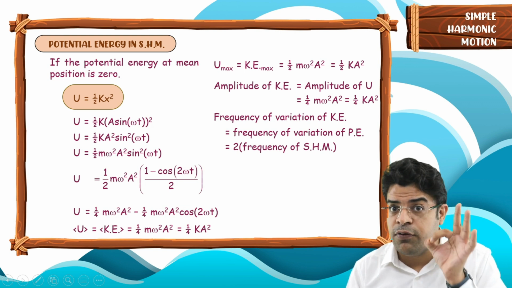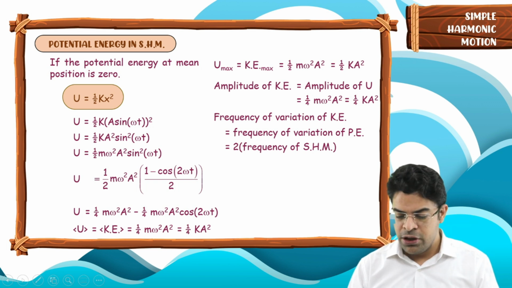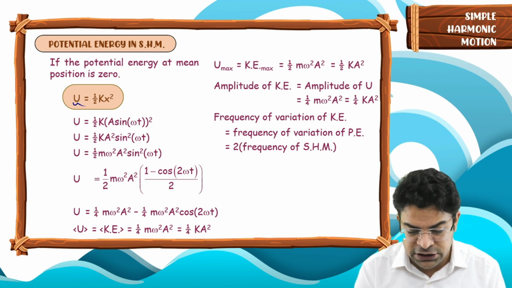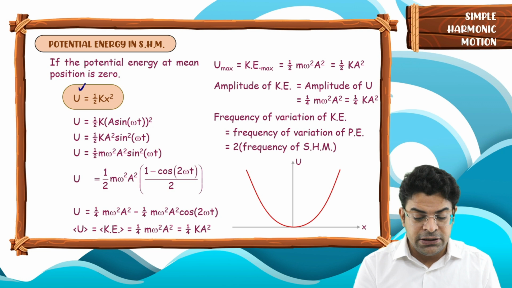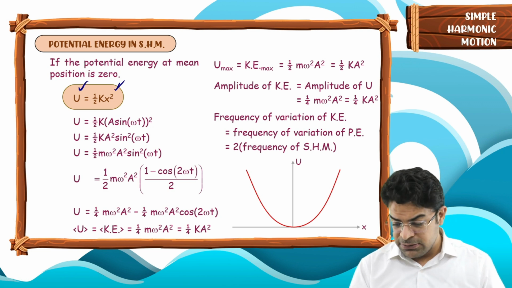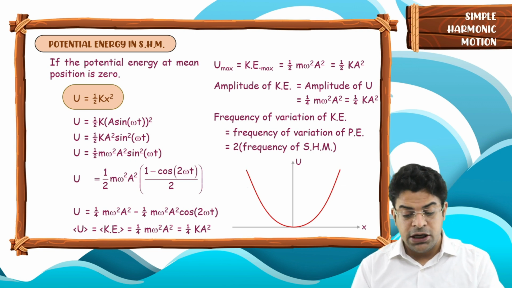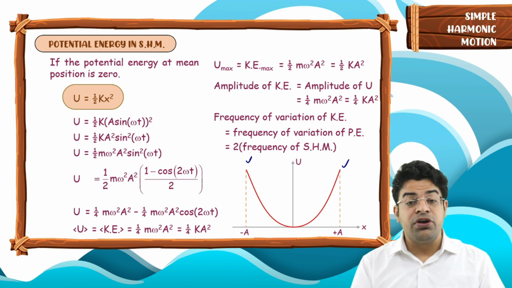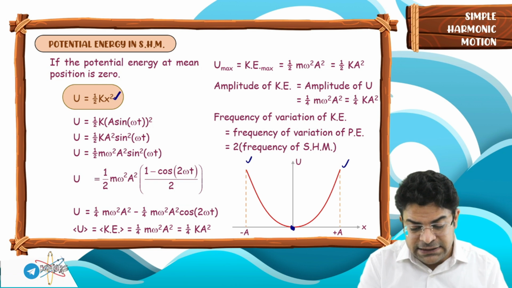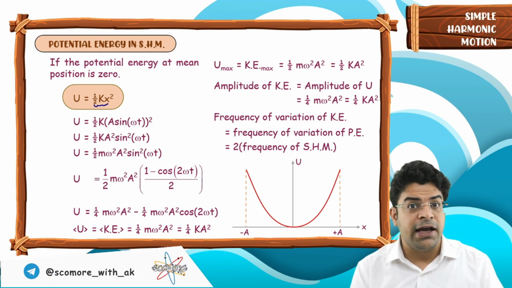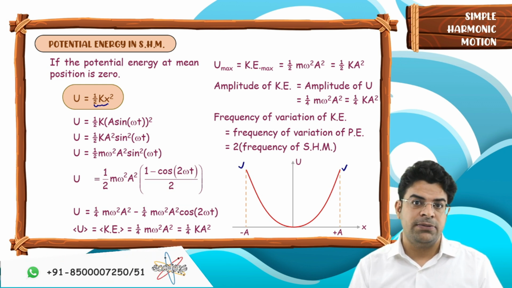So the time period of variation of kinetic energy and the time period of variation of potential energy is half the time period of SHM. Now if you think of the graph of potential energy versus displacement, the graph comes out to be a parabola. So it is so easy, U proportional to x square. The maximum possible value of x can be plus a and the minimum possible value of x can be minus a. Notice that at the extreme, the potential energy is maximum. At the mean position, the potential energy is 0 because x is 0. So potential energy equals half k x square. At x equals plus a and minus a, the potential energy comes out to be maximum.